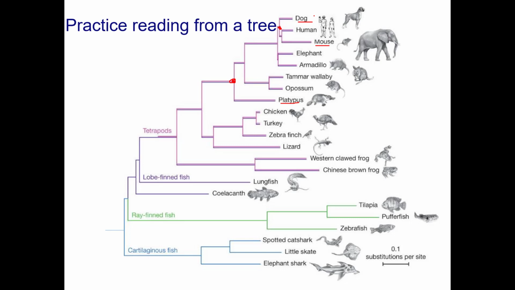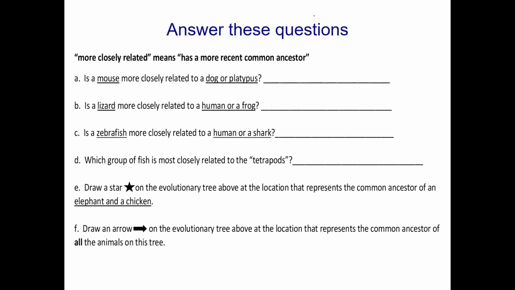In that one, you probably could have guessed. All right, let's look at the next one, though, because sometimes it's not going to be what your brain is going to try to tell you. Okay, you've got to use the chart. You've got to use the phylogenetic tree. Is a lizard more closely related to a human or a frog? All right, now your brain is going to try to tell you something, but you're probably going to be wrong if you're not doing it this way.